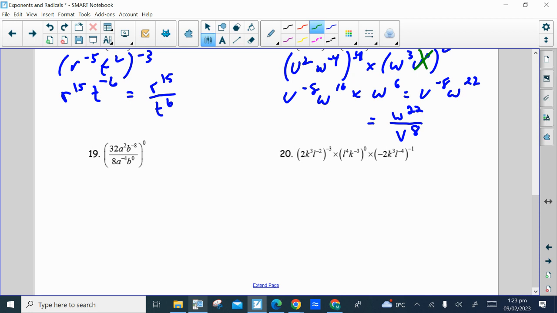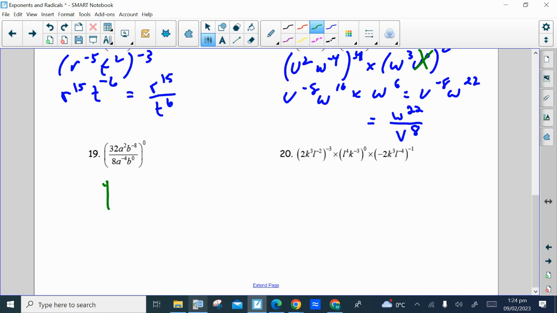Yeah. It doesn't matter what's inside the brackets. It's all raised to the power 0. Anything to the power 0 equals 1, right? It's all inside the bracket to the power 0. It doesn't matter what is raised to the 0.